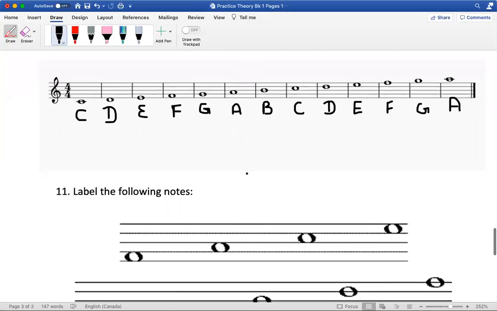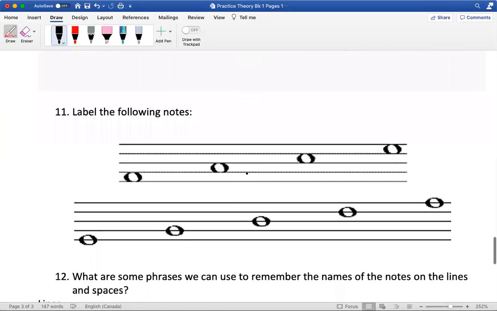Label the following notes. Okay, so we're starting with our notes in the spaces. We remember that FACE is in the space. We start from the bottom. This will be an F. Then we come over to this note. It is the second space. It is an A. Then our third one is a C. And our top space is an E.